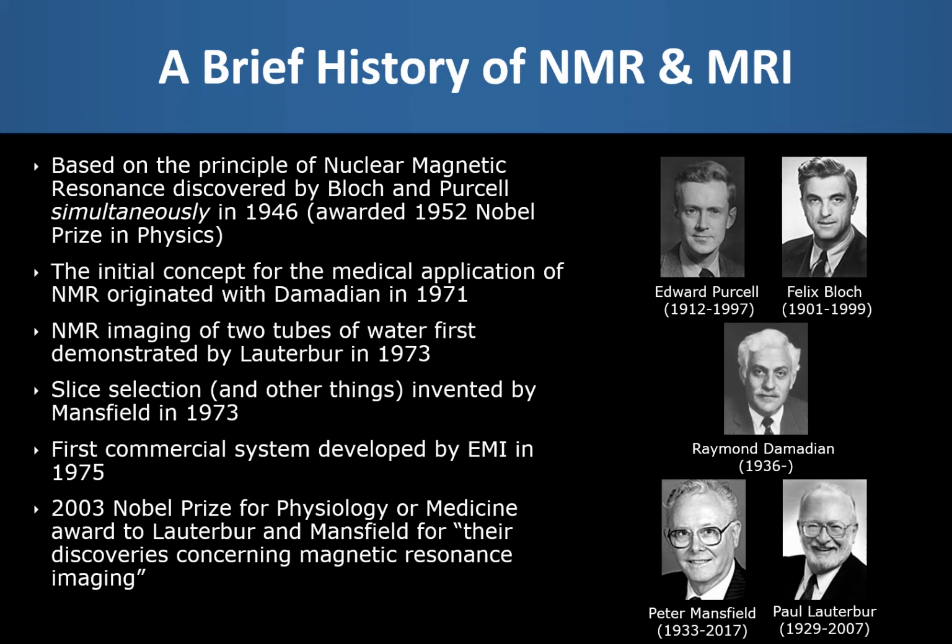In 2003, the Nobel Prize for Physiology or Medicine was awarded to Lauterbur and Mansfield jointly for their discoveries concerning magnetic resonance imaging, much to the chagrin of Raymond Damadian, who also felt that he should have been included.